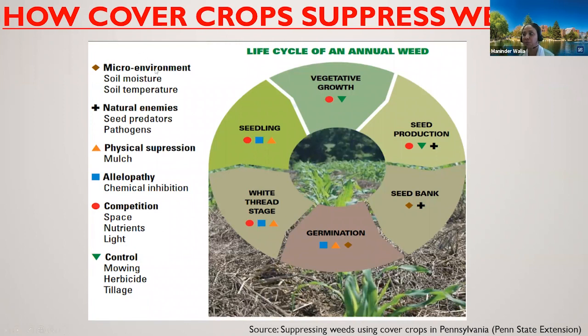So these are the important characteristics of the cover crop that help to suppress the weeds throughout the entire life cycle of an annual weed, starting from the seed bank in the ground until the seed production. So these factors do influence the various stages as listed here. And this is from the Pennsylvania publication, Suppressing Weeds Using Cover Crops. They did publish this, so it's a very good learning tool to go from here.